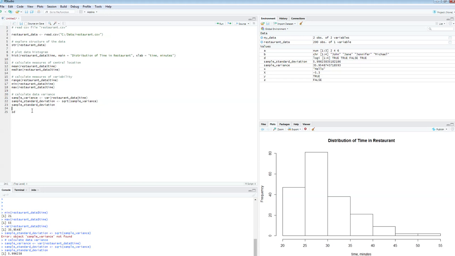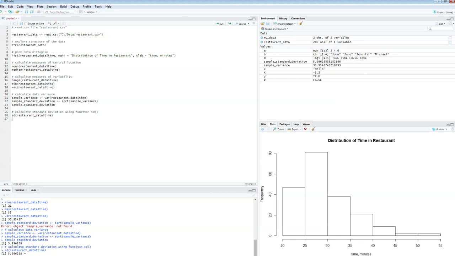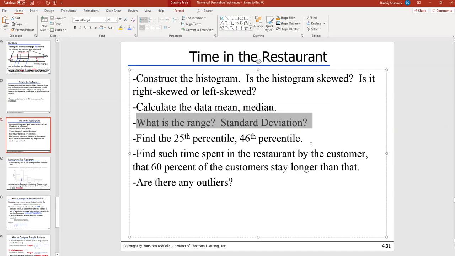So here I'm going to say calculate standard deviation using function SD, and SD obviously stands for standard deviation, right? So SD of my restaurant data column time, and when I run it, not surprisingly, it's exactly the same number. So I can calculate it as the square root of the variance, or I can straight calculate it using the SD function. The result is identical. Okay. All right. Moving right along.